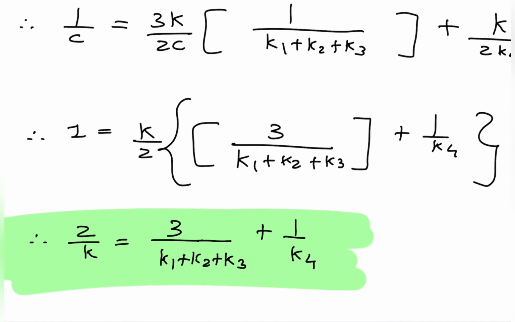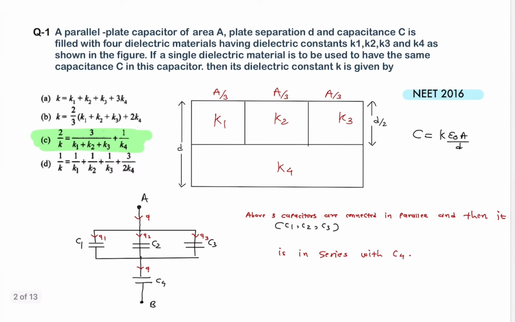So after rearranging the equation, 2 by K is equal to 3 upon K1 plus K2 plus K3 plus K4. That is the required answer. Question number 1, option C is correct.